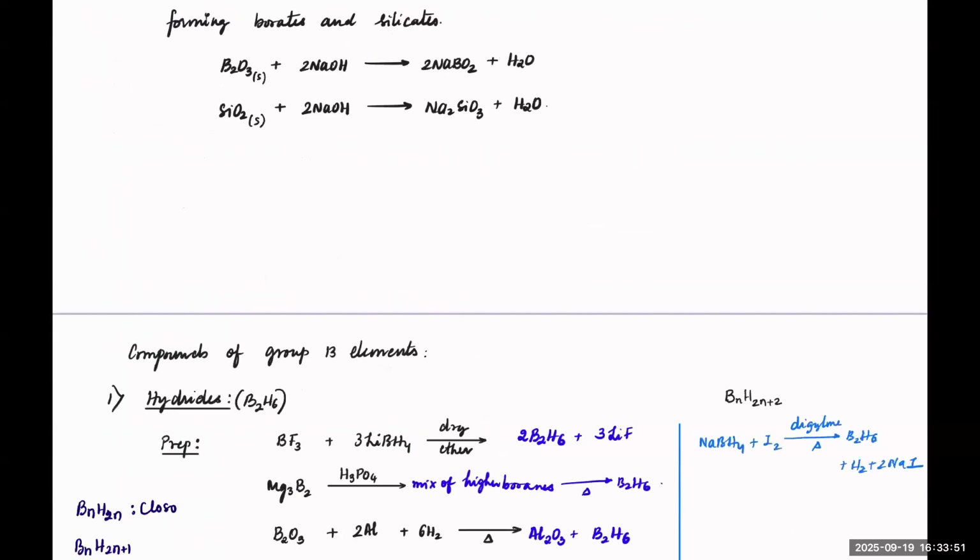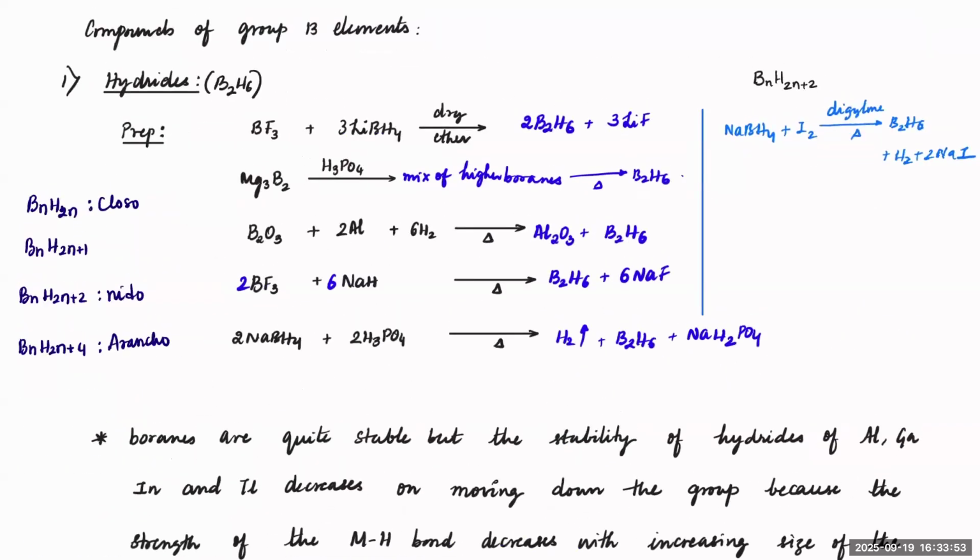Clear, beta? This is the diagonal relationship. Now, let us see individually what are the compounds we need to know from group 13. First thing we need to know is hydrides. Within hydrides, the main hydride we need to learn is B2H6.